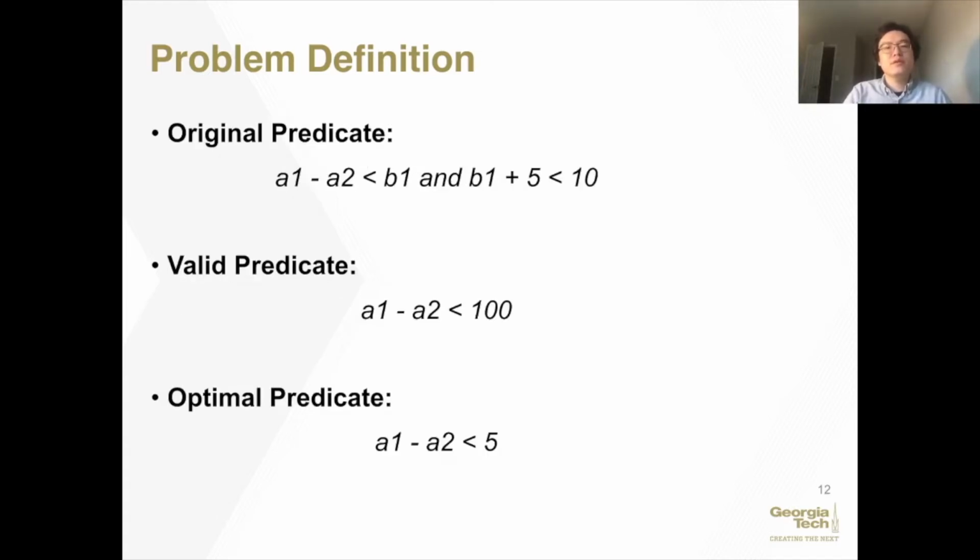Here is an example. Suppose the original predicate is A1 minus A2 less than B1, and B1 plus 5 is less than 10. We want the new predicate to only use columns A1 and A2. Then a valid predicate can be A1 minus A2 less than 100, because it can be inferred from the original predicate. But the optimal predicate would be A1 minus A2 less than 5, because there is no other valid predicate that rejects more tuples than this one.